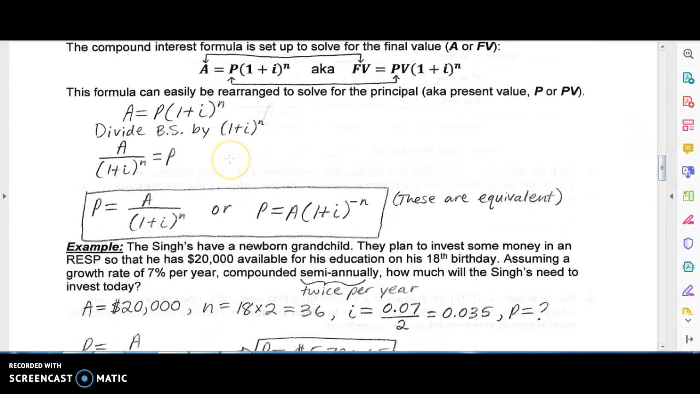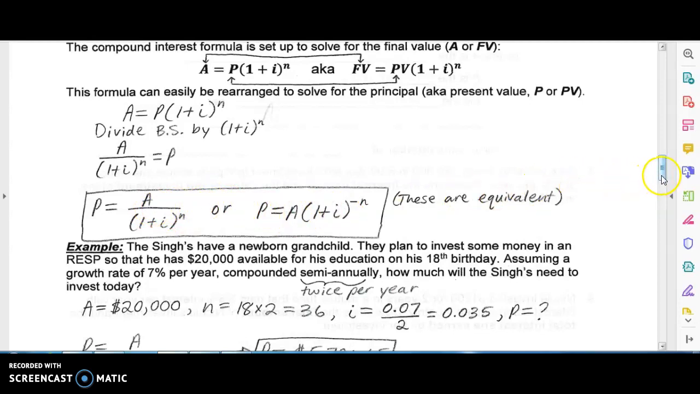And this formula can easily be rearranged to solve for the principal. Basically, if you want to isolate for P, like we've done in the previous lesson, divide both sides by (1 plus i) to the n, and then there's P isolated for you. And this can also be written as A times (1 plus i) to the power of negative n. So either one, these two are both the same. Use whichever one you're more comfortable with.